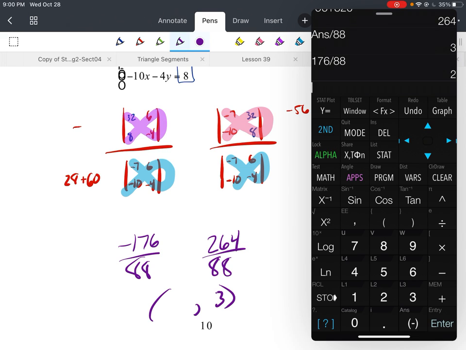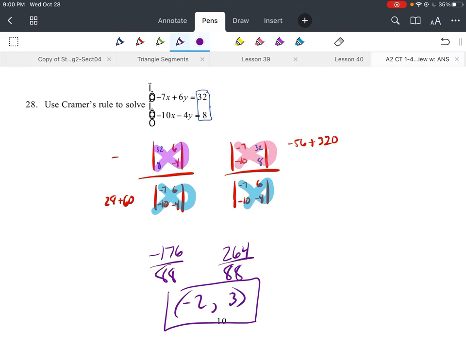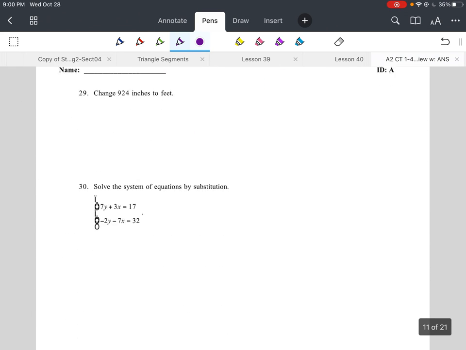And that's 2, so it's been negative 2. Okay, so there we go, negative 2, 3. So kind of a long way to go, but if you're good at determinants, this is actually really quick. Okay, so just make sure you can set it up right, and you're good.